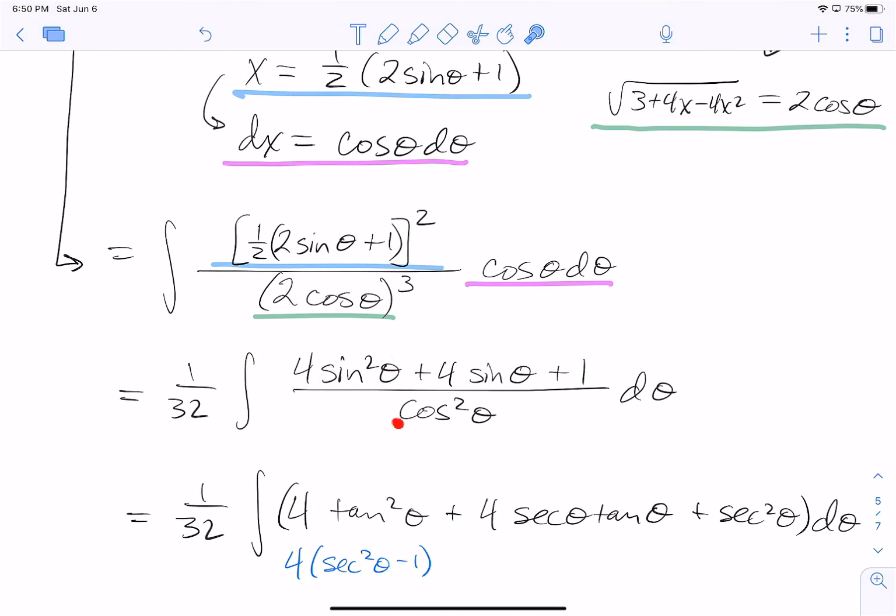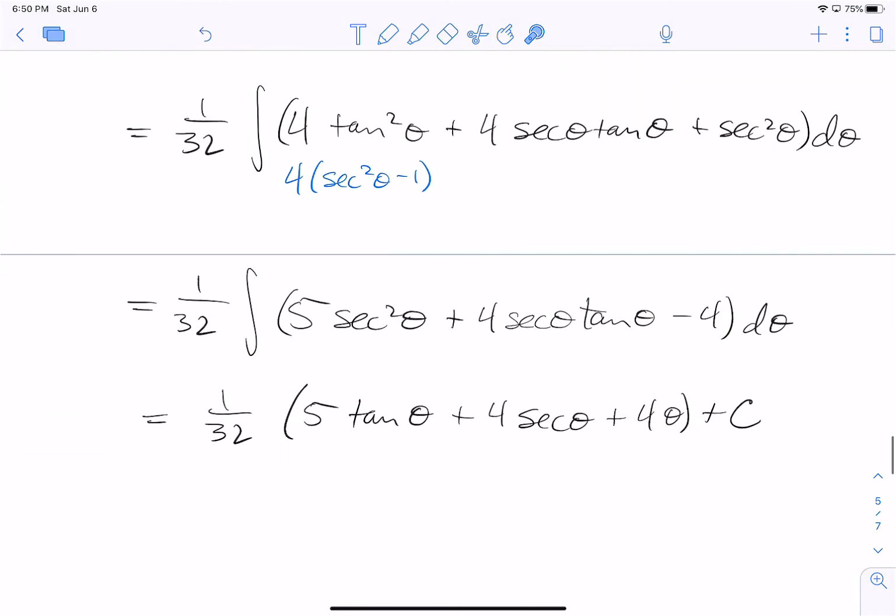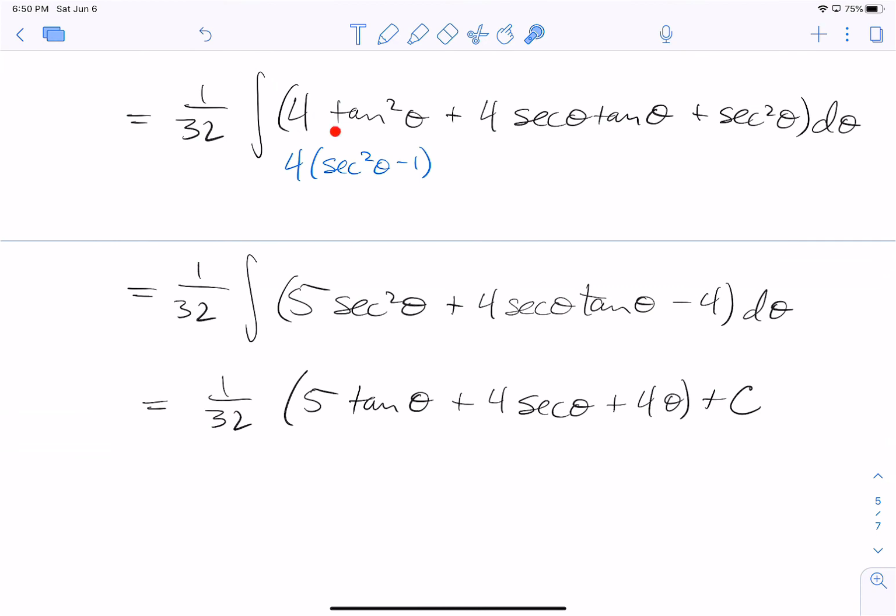Sine squared theta over cosine squared theta can be replaced by tangent squared theta, and sine theta over cosine squared theta can become secant theta times tangent theta. 1 over cosine squared theta is simply secant squared theta. Using a Pythagorean identity, we can replace the tangent squared theta that has a coefficient of 4, so then we have like terms. 4 times secant squared theta plus secant squared theta then becomes 5 times secant squared theta.